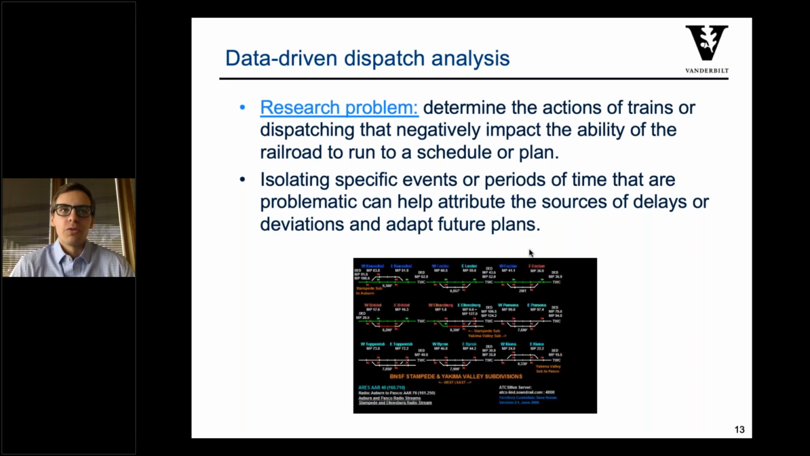The hopeful result of this is that we can isolate specific events, specific periods of time, or even specific trains that are problematic to the original schedule, and we can help attribute the sources of delays and deviations, and use all of this knowledge to inform future plans, inform operating strategies, or even give dispatchers feedback on how they're doing.